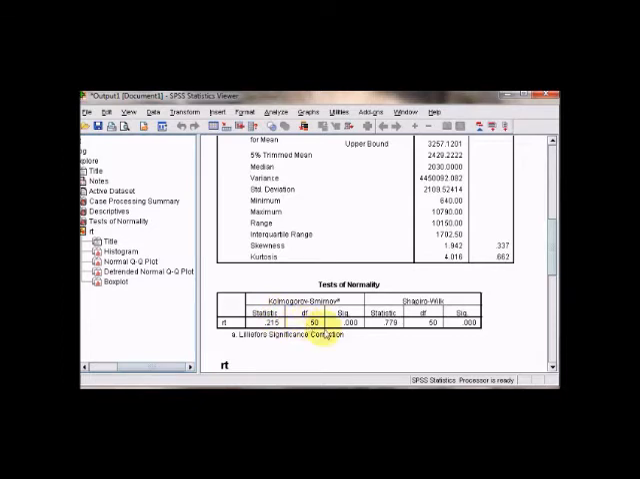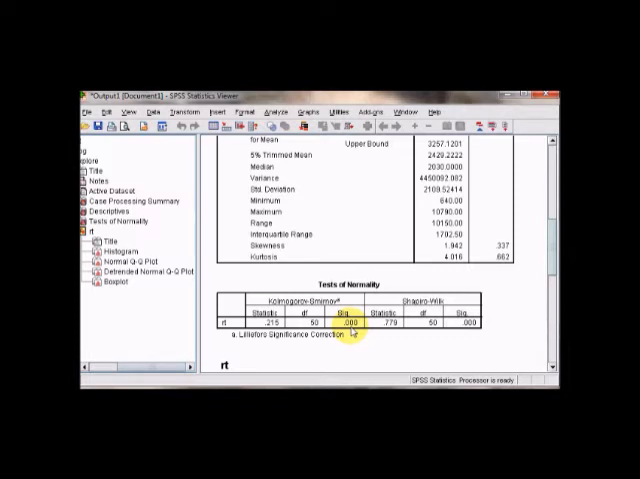If you look at this significance level in the column called Sig, it tells you that the value is 0.000. Now obviously that's a rounding error, so it can't be exactly 0, but it's clear that it's smaller than 0.05. So we have a significant result.